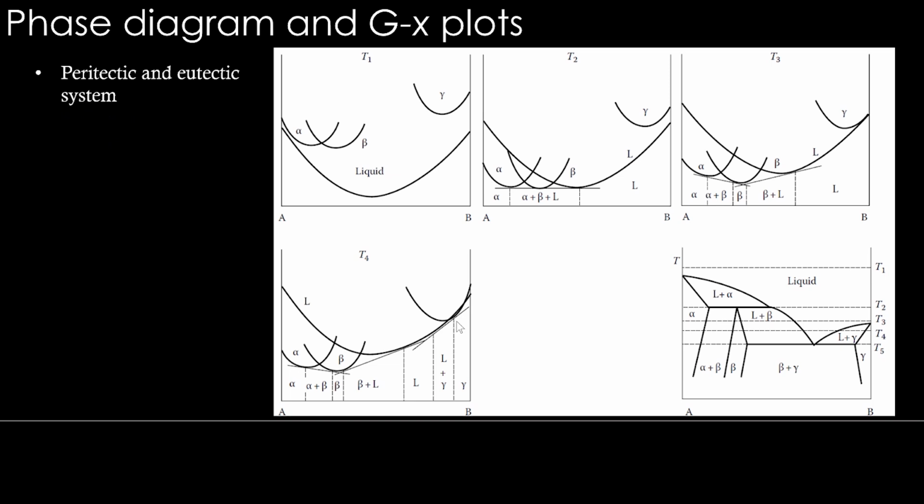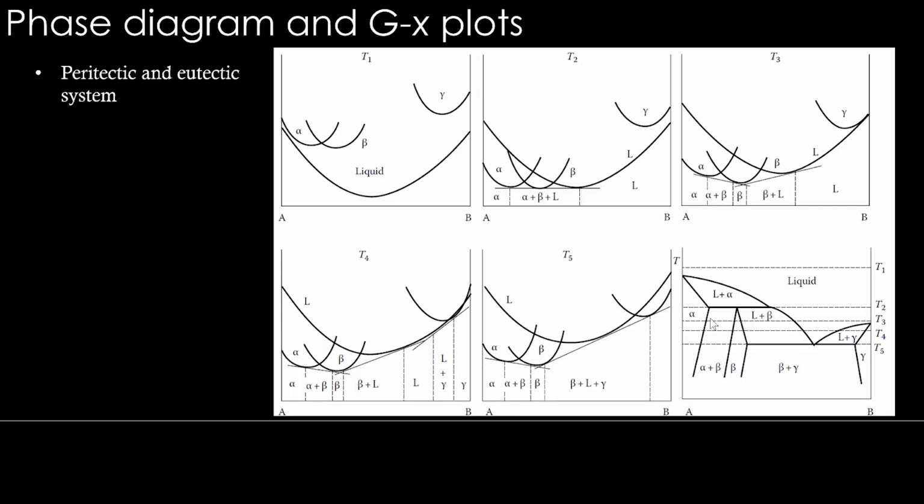So the curves' positions are to be selected in such a way that you are able to get the phase diagram. This is temperature T5, where we have a two-phase equilibrium here, another two-phase equilibrium, and a eutectic reaction. So a line touching three phases and a line touching two phases. Both are coming here.